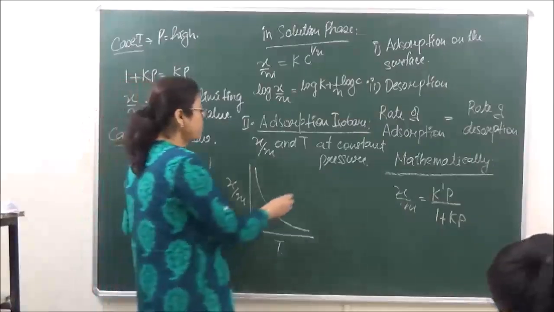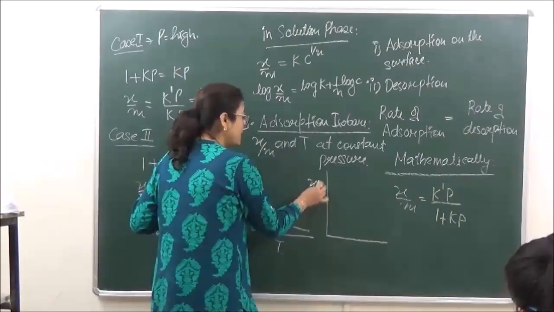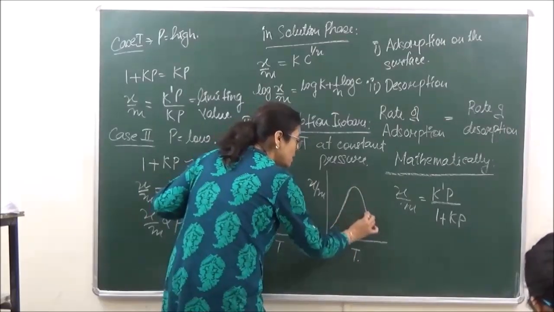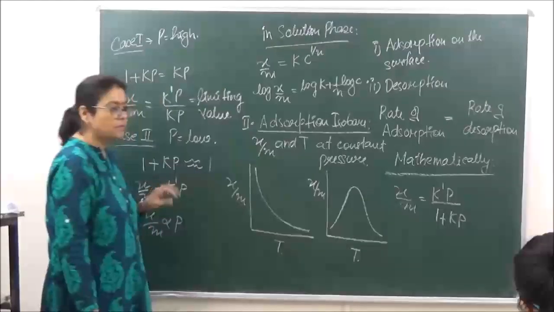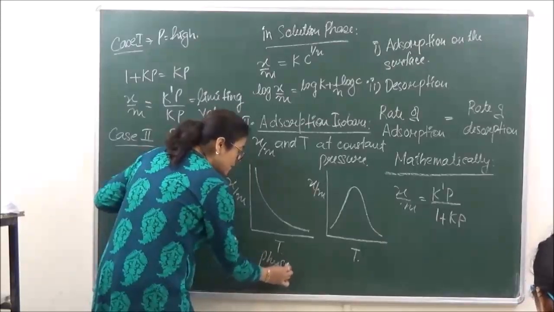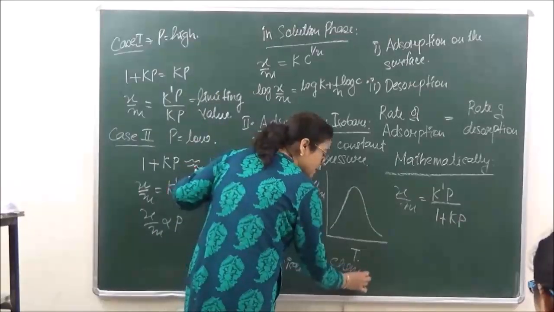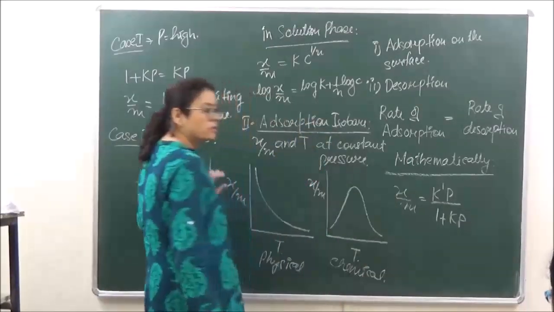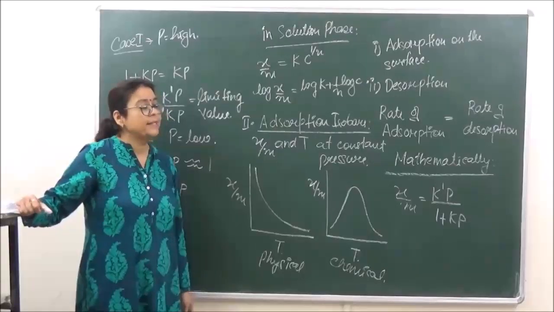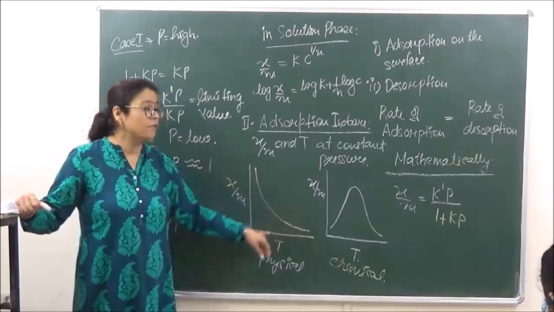Okay? And if you are doing it for chemical adsorption, then for x by m and T, the extent of adsorption first increases and then decreases. So you can see over here that this is the graph for physical adsorption and this is the graph for chemical adsorption. So both these graphs can be correlated to the differences in physical adsorption and chemical adsorption. Right? Now why the difference over here?